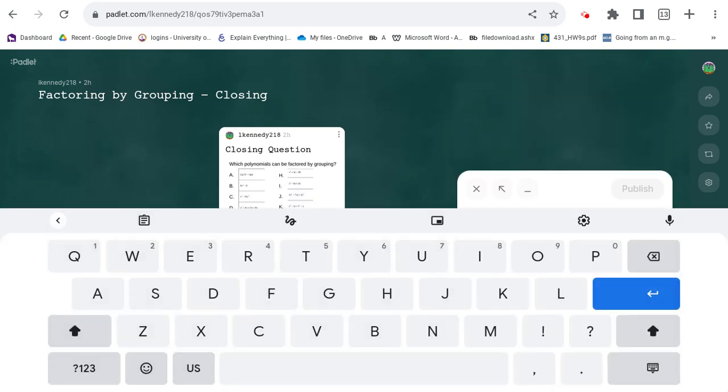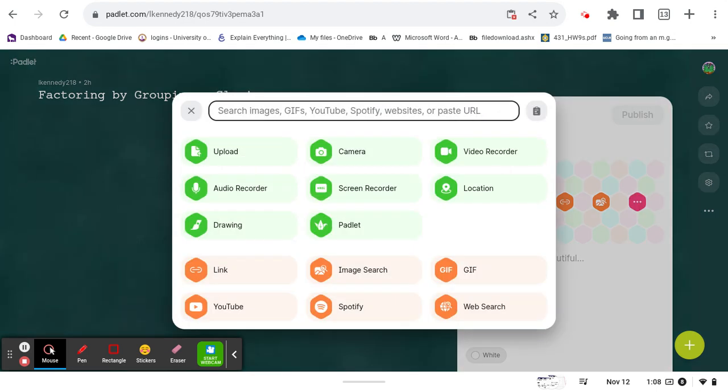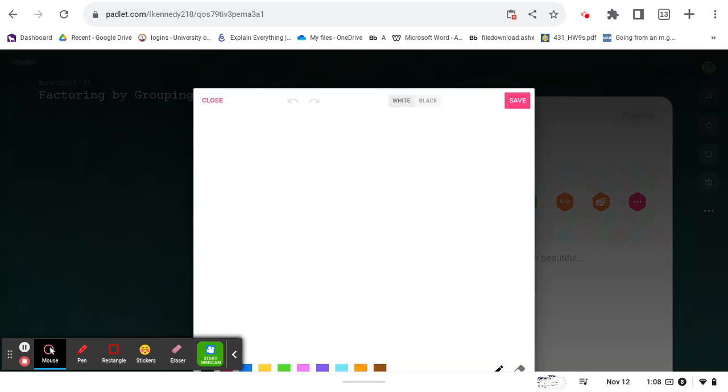You can put your name in the subject. You could put your solutions in there if you want. You could even answer the questions. Or you could come in here and decide to do an audio recording. You could do a screen recording, a video recording. Maybe you even just do a drawing. So I'm going to go ahead and just kind of show this.